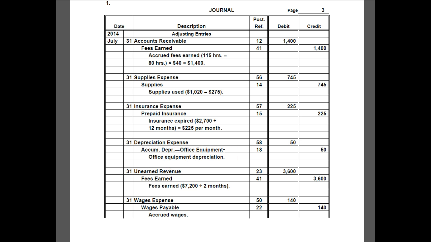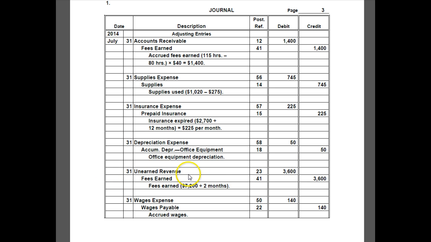Depreciation, I talked about they had equipment. Well, they're depreciating it. I can't remember how much they had, but the depreciation expense is $50, and we've got a new account called accumulated depreciation that's called a contra account that's going to counter the original asset.